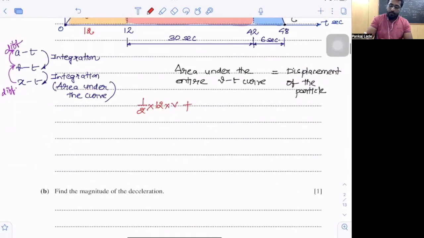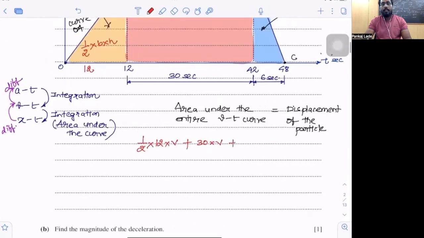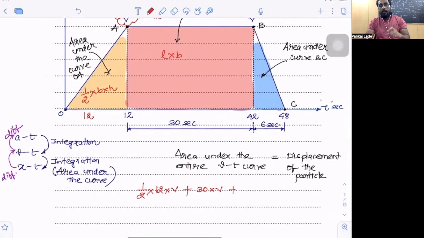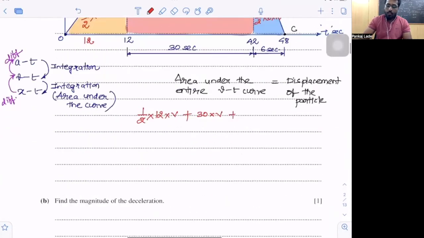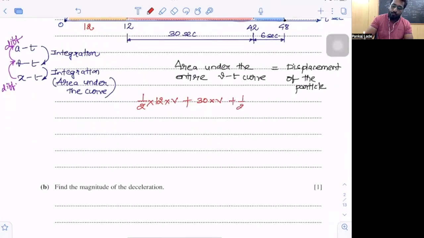So that's 30 times V, and then plus the area of the triangle under the curve BC. Again, half base into height. This time what's the base? Base is 6 and the height is V, right? So it's 1 upon 2, base is 6 and the height is V.